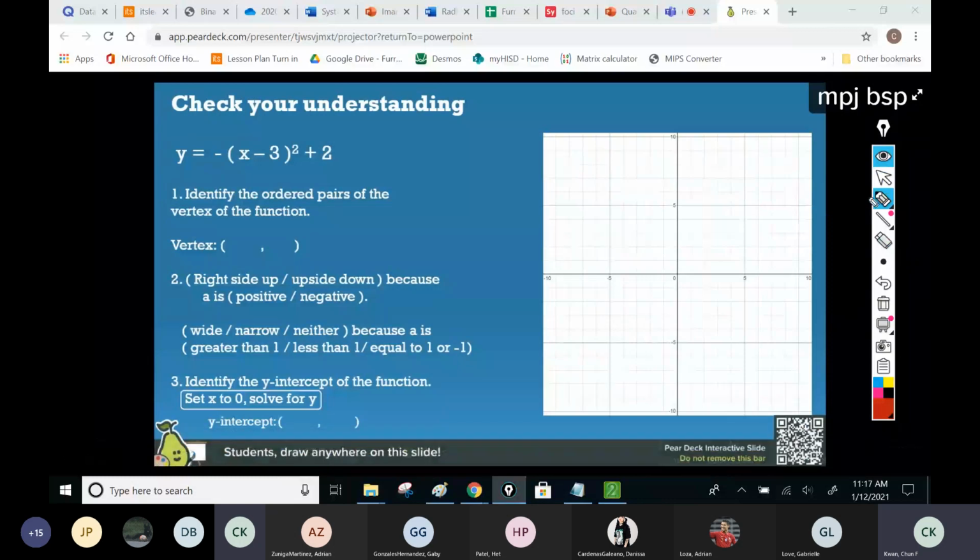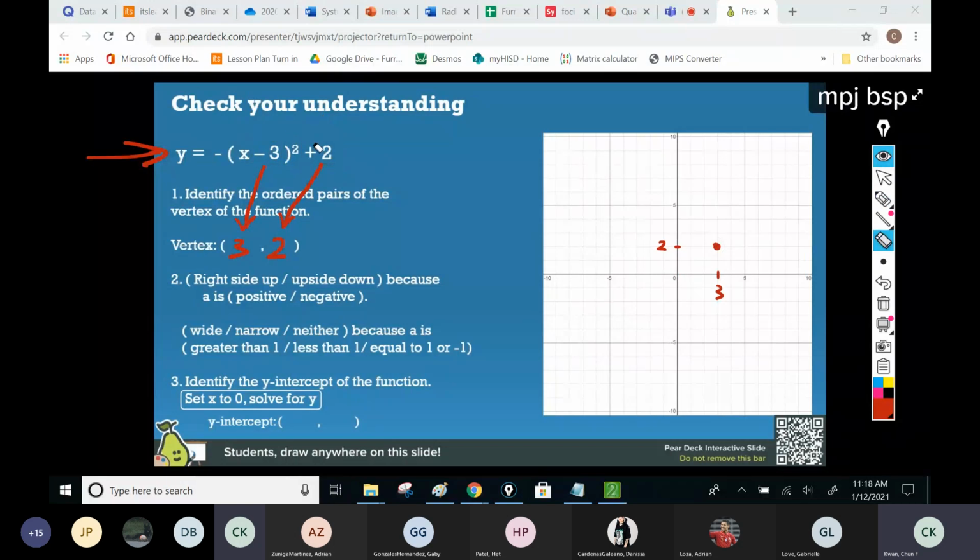Most of you who are trying got it correct. Thank you for trying. Looking at the vertex form, the H and the K are right here, but make sure you make the H into its opposite, because the H is opposite of what you see. The K, what you see is what you get. So you have the vertex right here.